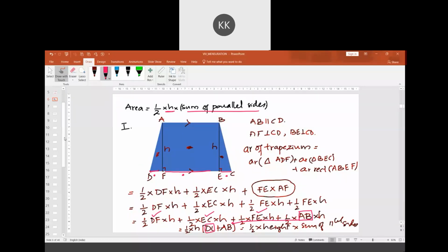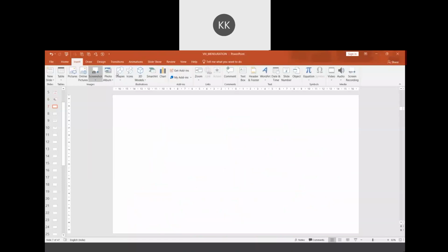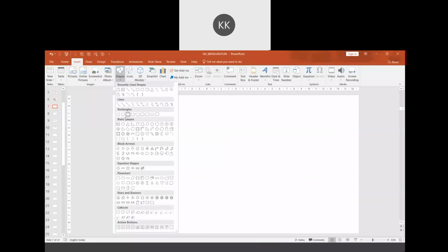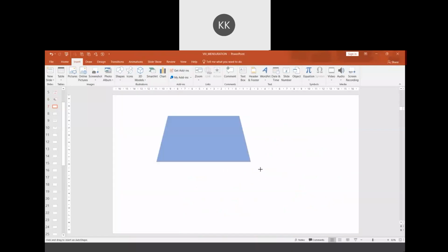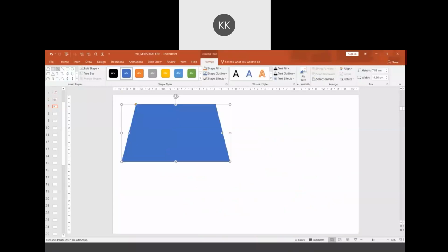Yes, sir. Now I am going to take one more trapezium, second method. So one more trapezium I have taken. For this method, I am going to make a parallelogram.